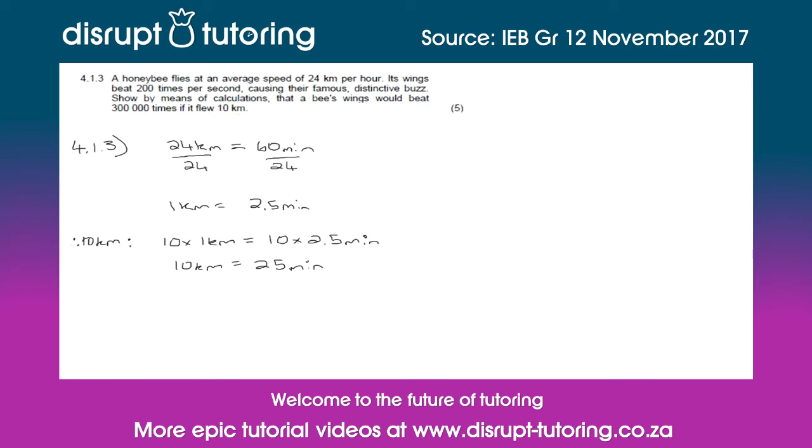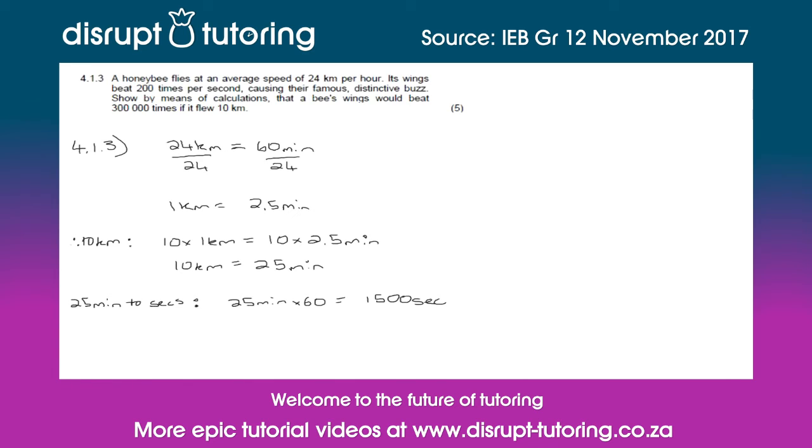And they say that it beats 200 times per second. So let's convert this 25 minutes to seconds. Remember there are 60 seconds in a minute. So you take 25 minutes and you multiply by 60, which comes to 1,500 seconds.